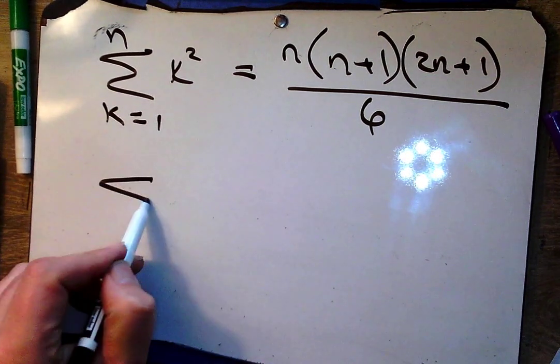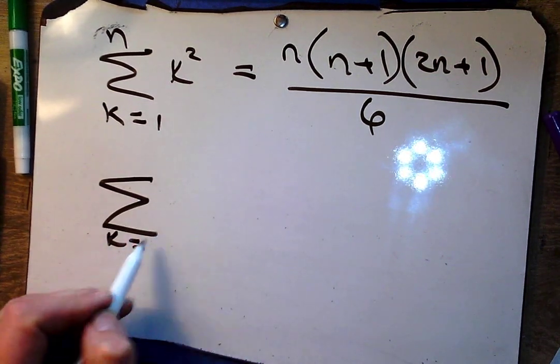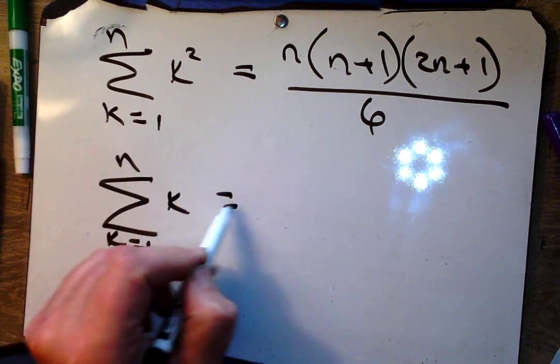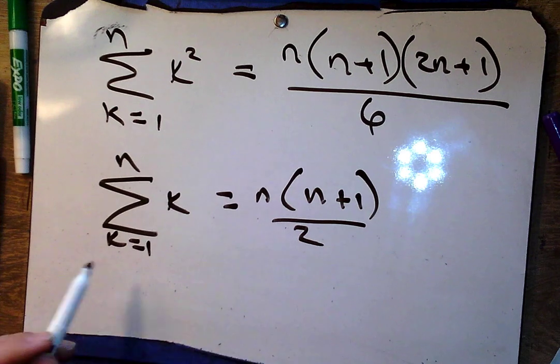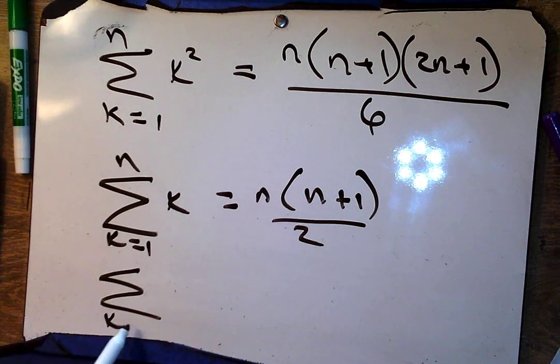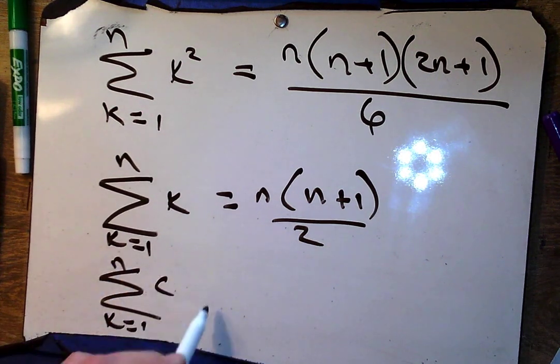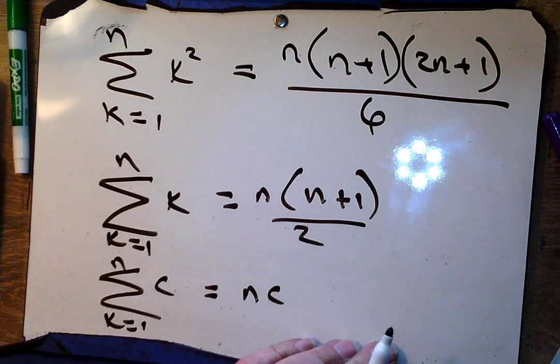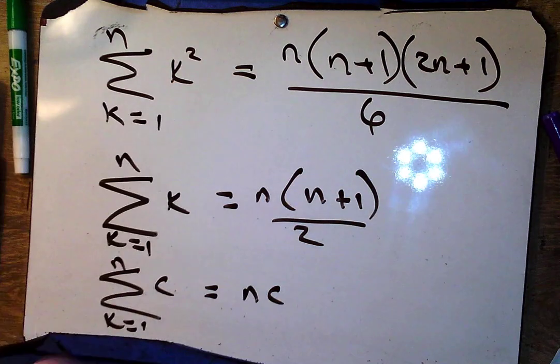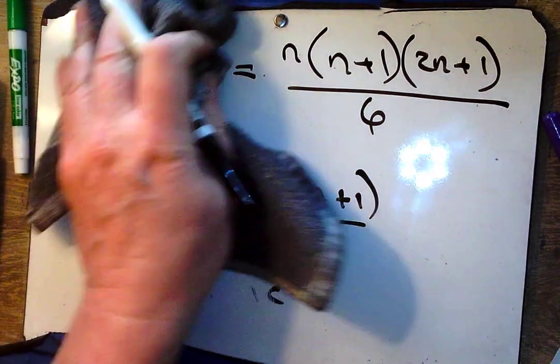Why? Well, I'll explain in just a moment. The sum of k from k equals 1 to n was n times n plus 1. Don't forget the over 2. And the very first one we looked at, k equals 1 to n of some constant, that was just n times the constant. Good? Okay. So now what are we going to do with these things? Well, I want to do this.